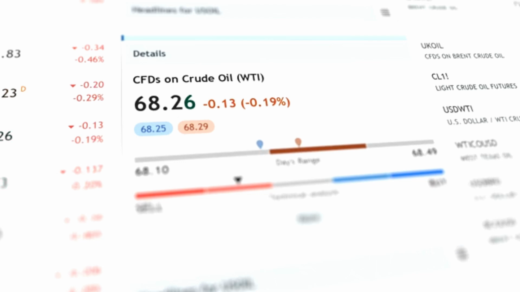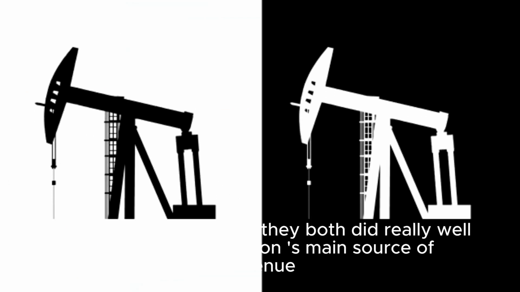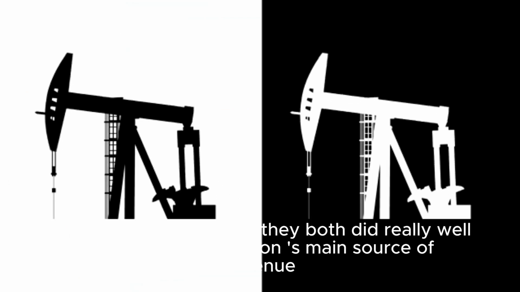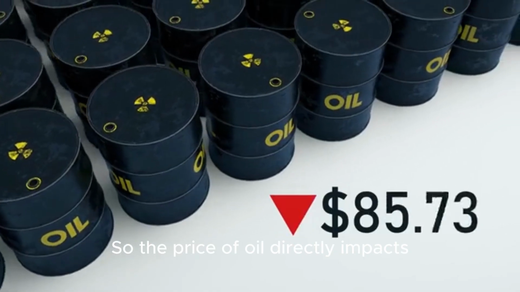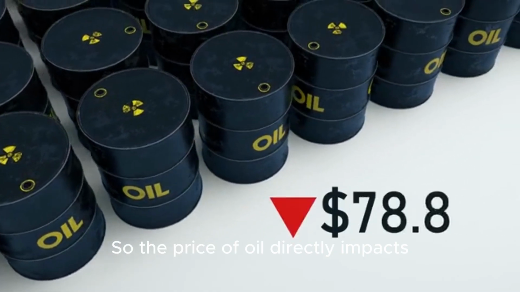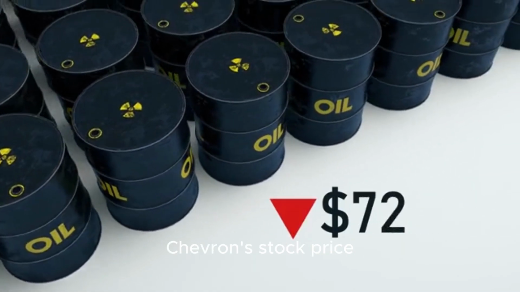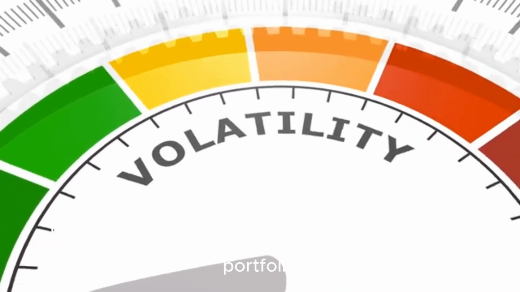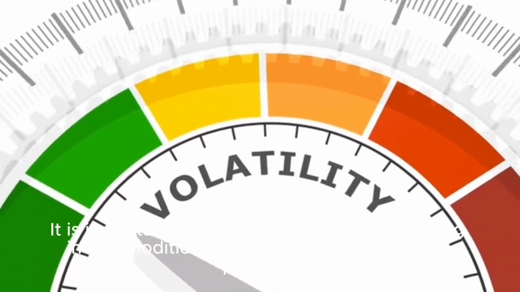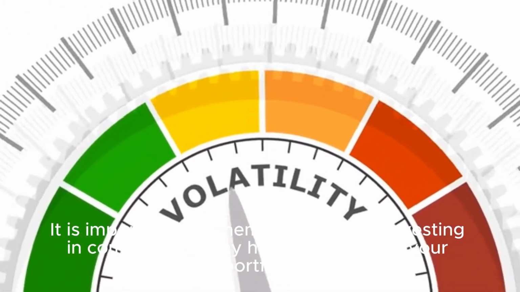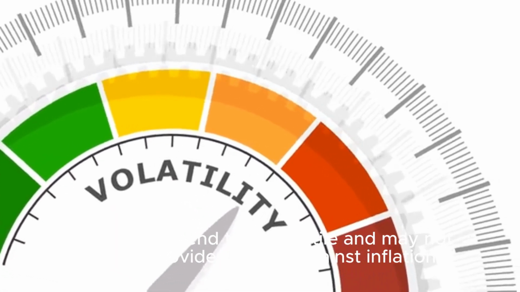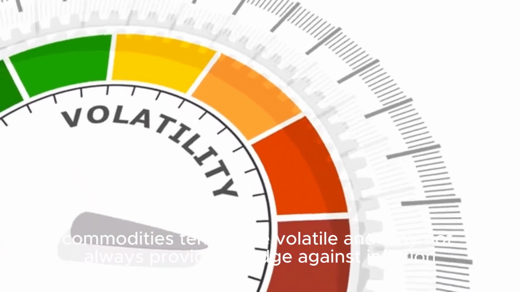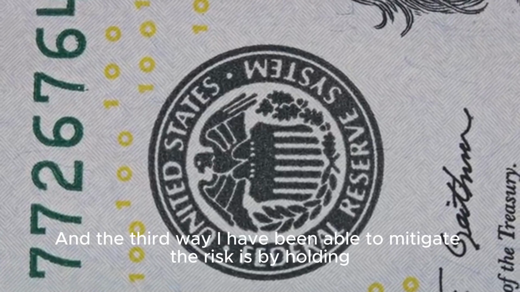It's no coincidence that they both did really well because oil is Chevron's main source of revenue. So the price of oil directly impacts Chevron's stock price. It is important to remember that while investing in commodities may help you diversify your portfolio, commodities tend to be volatile and may not always provide a hedge against inflation.